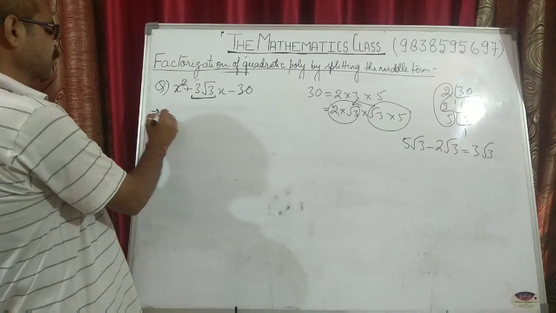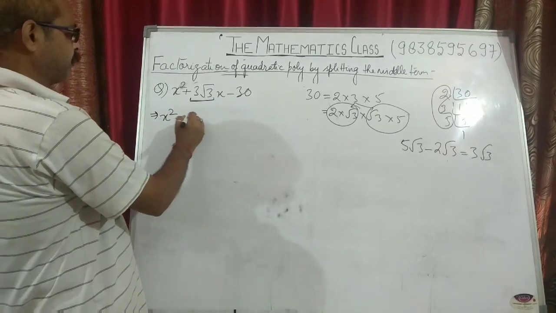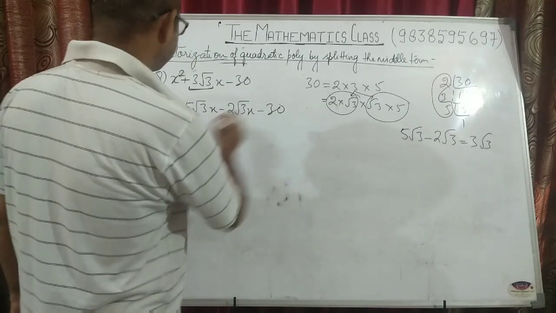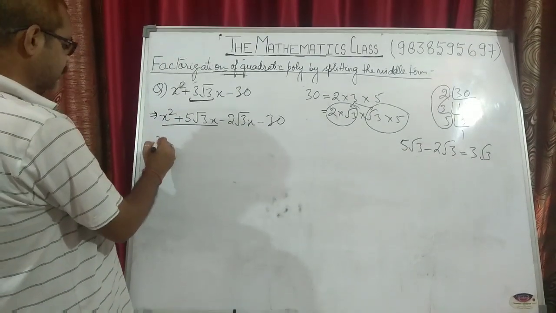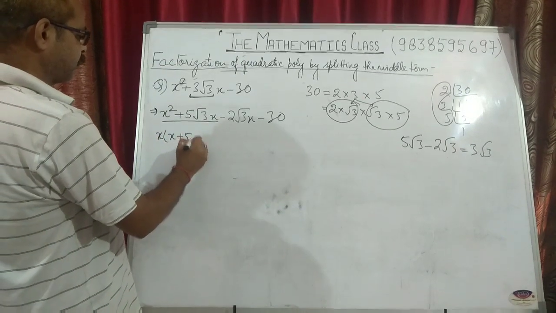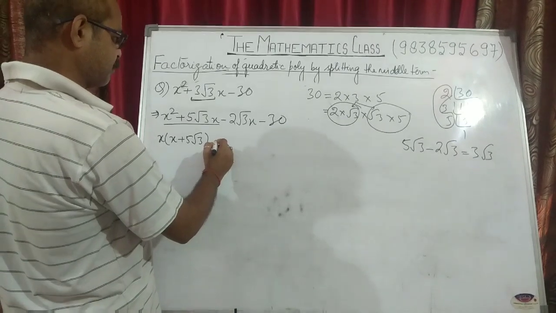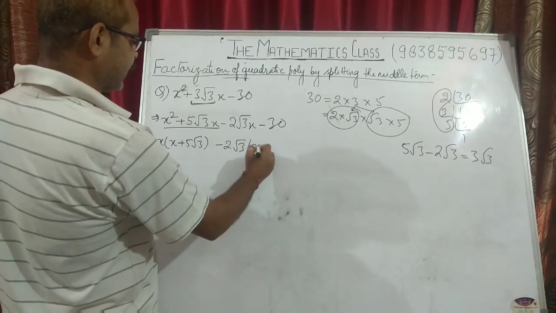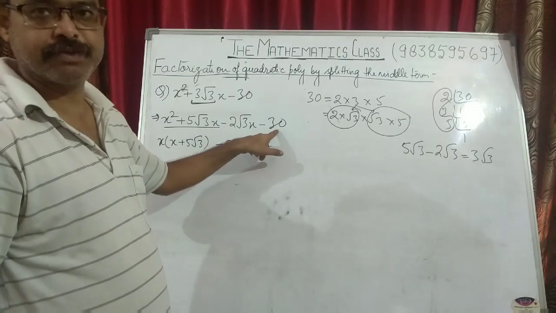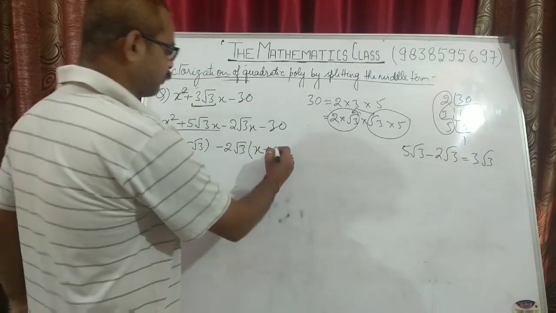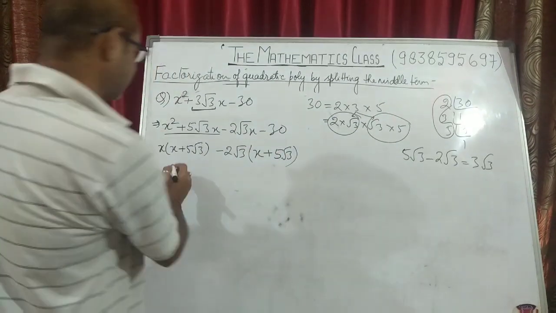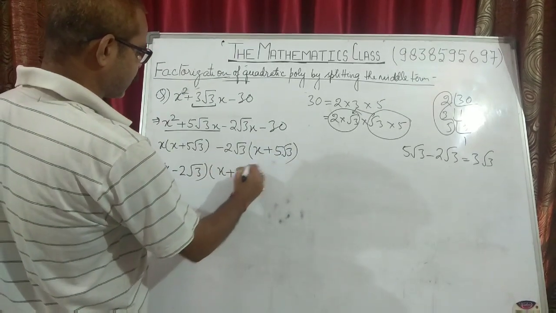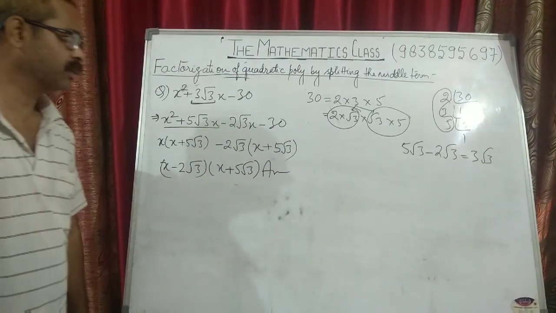So what we are going to do in this: x squared plus 5 root 3 x minus 2 root 3 x minus 30. From this we can take x common. We are left with x plus 5 root 3. From this we can take minus 2 root 3 common. So we will be left with x plus, now when 2 has been taken, 15 is left. Out of 15, root 3 is taken, so 5 and root 3 is left. So we will take these common. So x minus 2 root 3 and x plus 5 root 3, that is the final value.